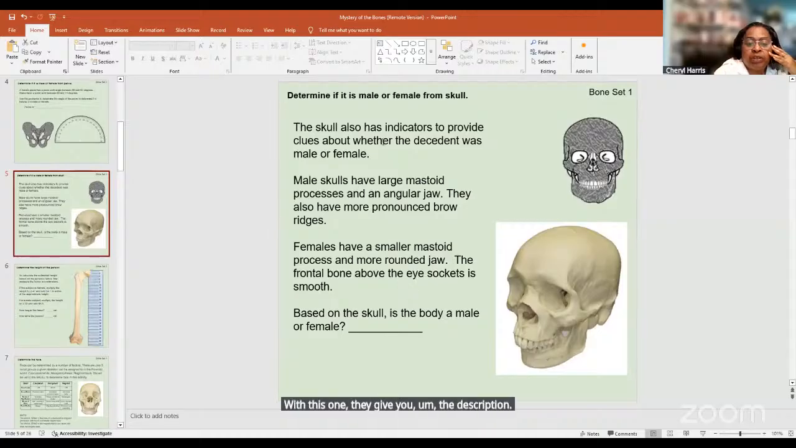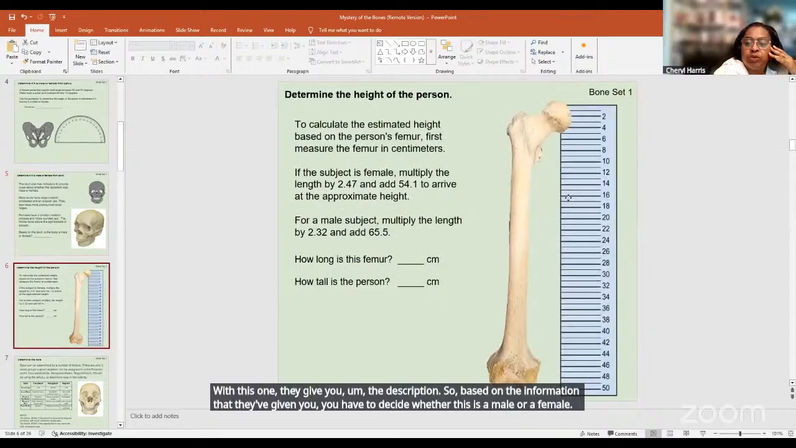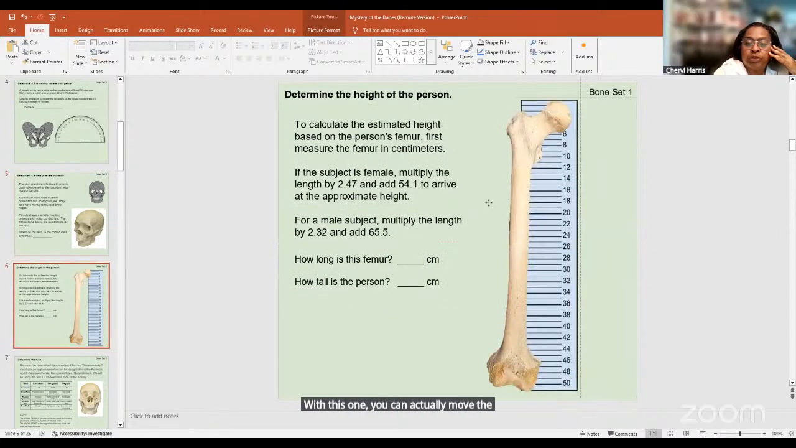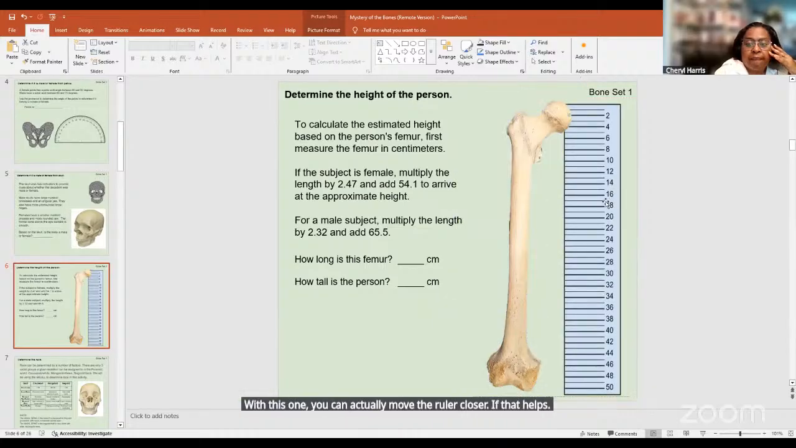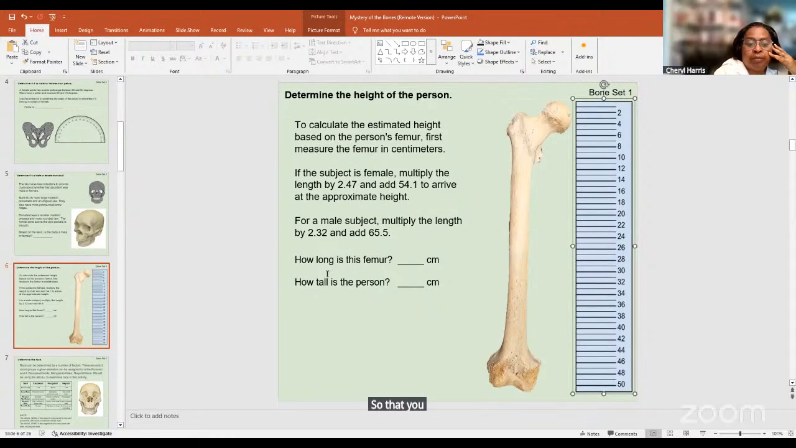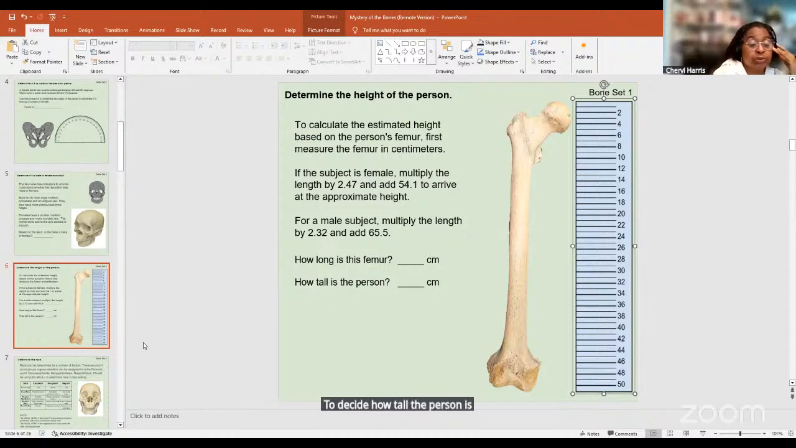So based on the information that they've given you, you have to decide whether this is a male or a female. With this one, you can actually move the ruler closer if that helps, so that you can give the measurement of the bone and then use the calculator to decide how tall the person is in centimeters.